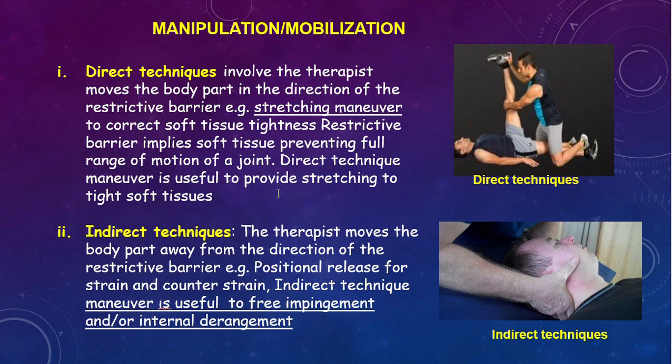So basically, the way to treat them is to create a gap for them to be reabsorbed back into the body. And that's exactly what the therapist will do by applying traction and moving the neck in the direction opposite to restrictive barrier. If you decide to move the neck to the right, it will be causing more compression on those impingements, and that will cause more pain for the patient.